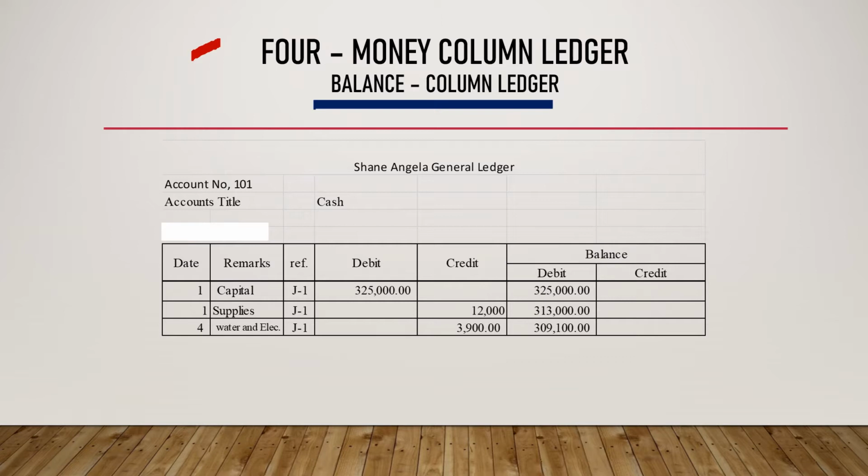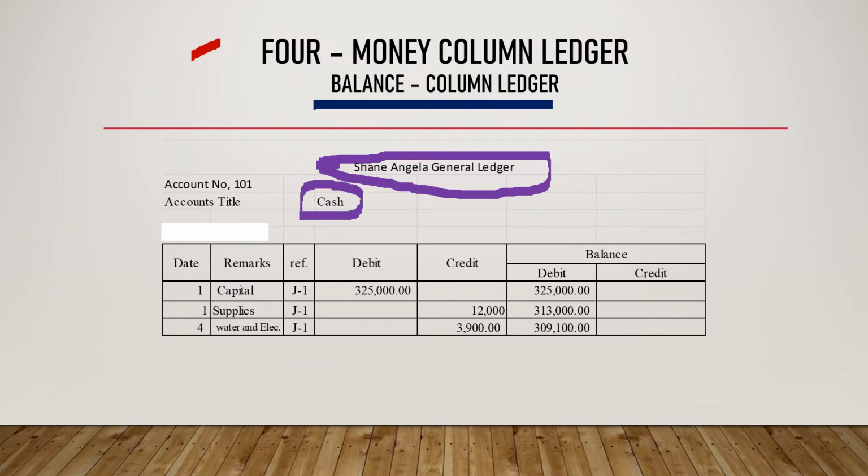So, first, analyze muna natin ano ba yung part ng general ledger. Tandaan natin kung sinabi natin general ledger, ito ay by account. So, unlike general journal, isinusulat natin ang transaction chronologically. But in ledger, we are going to transfer the data from the journal to the ledger, isa-isa by account. So, example natin ito is we have the ledger for cash.